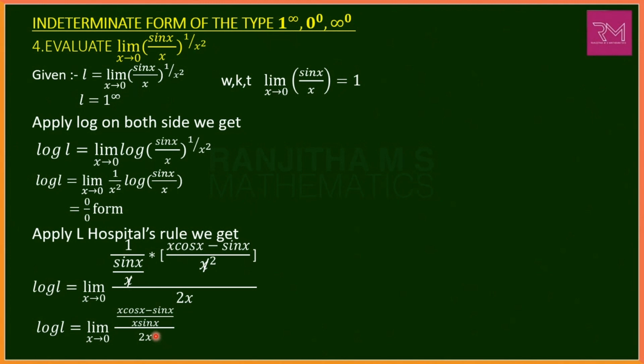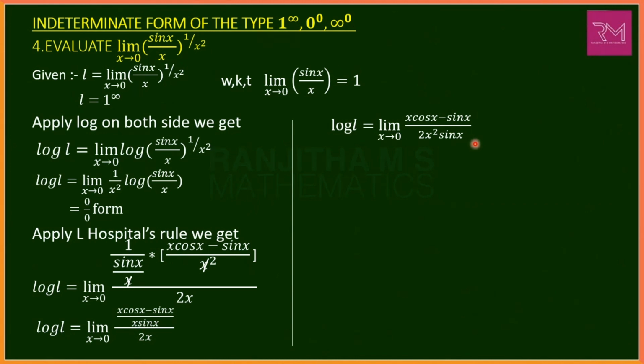In the next step we can take 2x to the numerator, that becomes 2x into x into sin x, so log L is equal to limit of x cos x minus sin x in the numerator divided by 2x into x into sin x, that becomes 2 into x square into sin x. Now if we substitute x value as 0 over here, that becomes 0 by 0 form. If we apply L'Hospital rule, this numerator differentiation and denominator differentiation becomes complicated.